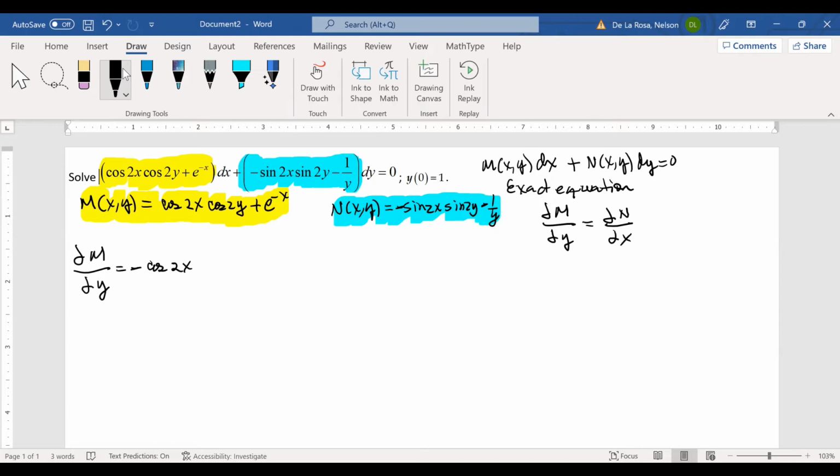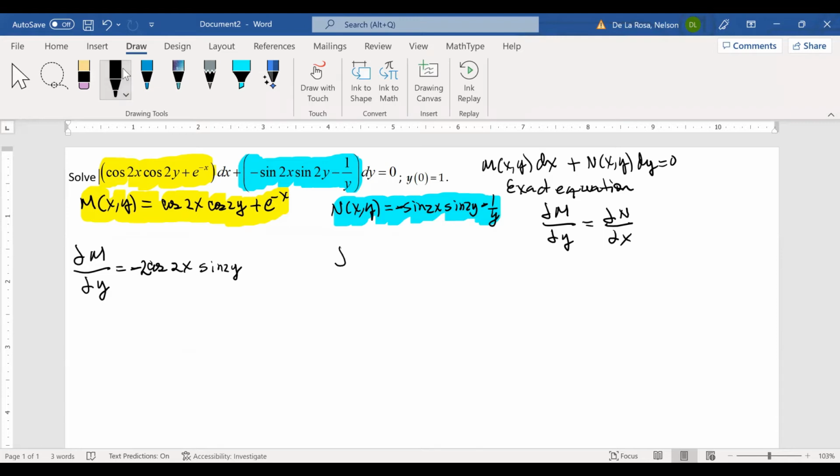The derivative of cosine of 2y is negative sine of 2y times the derivative of the argument of cosine. You need to apply the chain rule in this case. So we're going to have the 2, since the derivative of 2y is 2. And the derivative of e to the negative x with respect to y is 0, because x is acting like a constant.